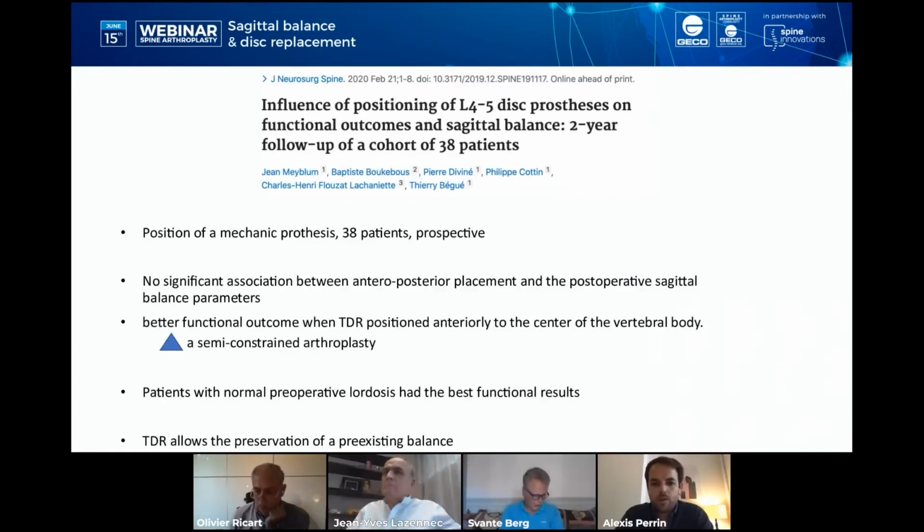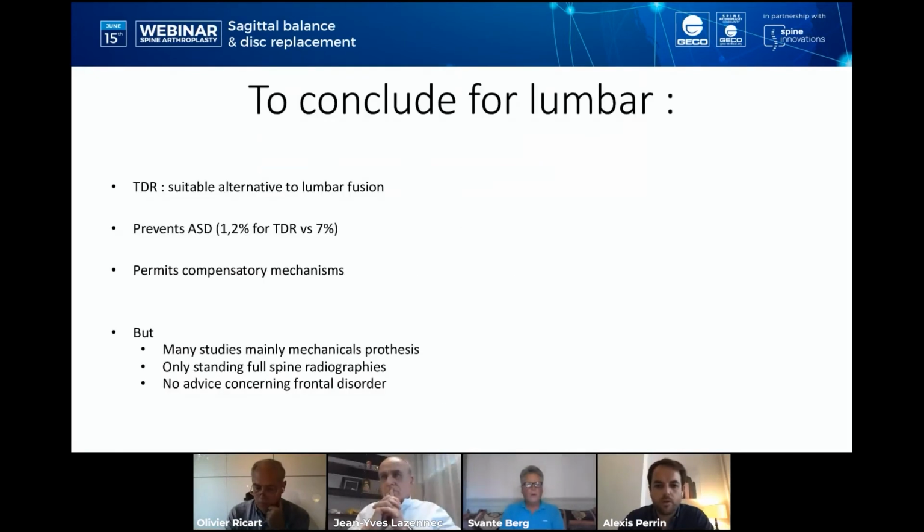Another study, Maybloom and his colleagues, studied the position of a mechanical prosthesis and found no significant association between anterior-posterior placement and the postoperative sagittal balance parameters. It determined a better functional outcome when TDR was positioned anteriorly to the center of the vertebral body, but these results concern a semi-controlled arthroplasty. He concluded that patients with normal preoperative lordosis had the best functional results, and TDR allows the preservation of a pre-existing balance. To conclude, for lumbar, TDR is a suitable alternative to lumbar fusion.